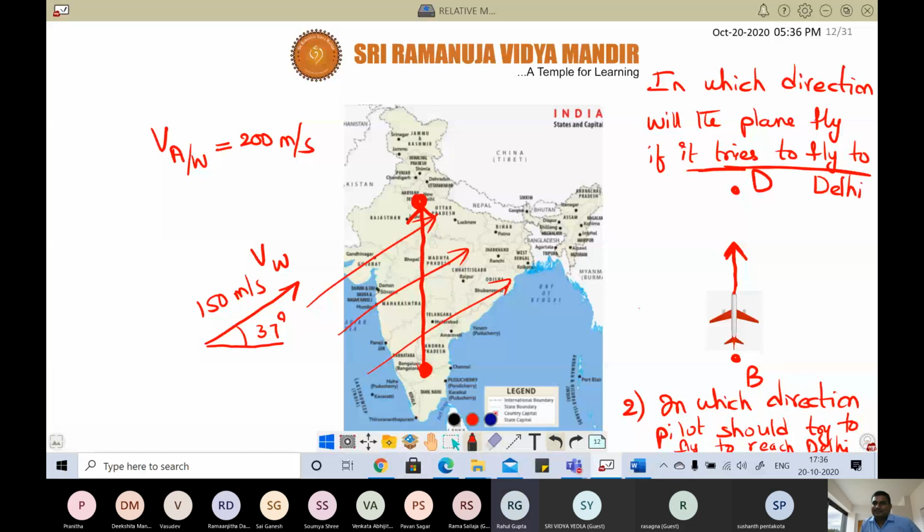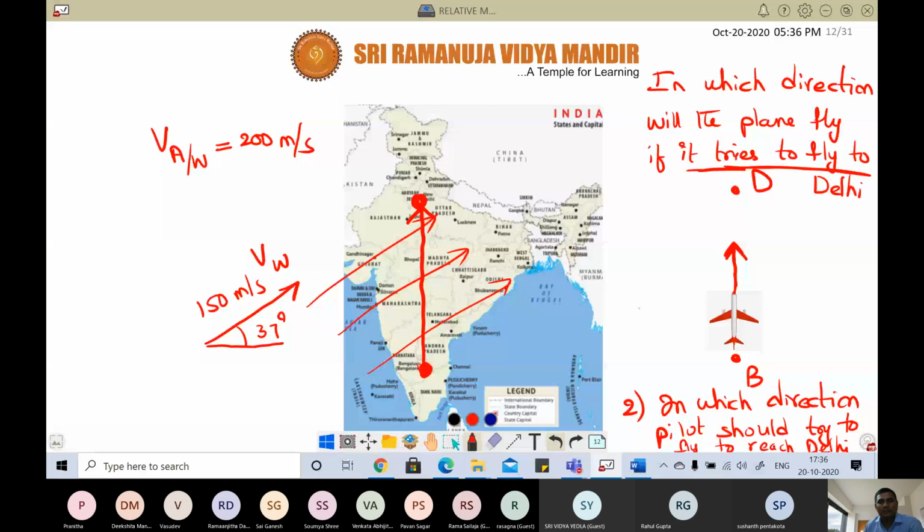Sir, northwest, sir. Towards northwest. Rahul Gupta, northwest. In which direction should he go? He should have some angle, no? Then only he can reach. It is a practical problem. So 127. 123, sir. 123 doesn't exist. Either 127 or 153 will exist.